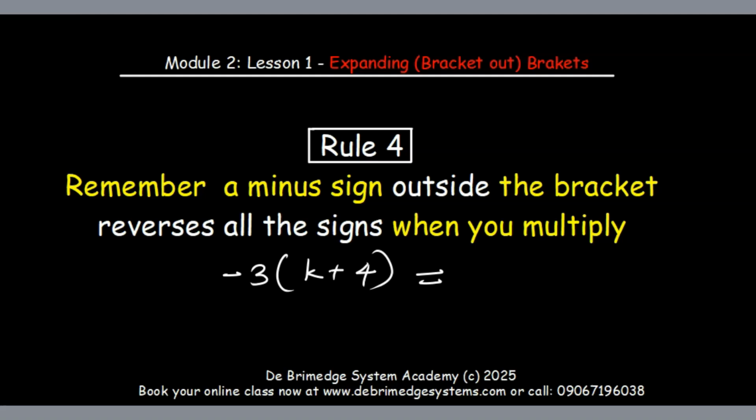So minus 3 times k will give us minus 3k. So this sign reverses to minus, and then minus 3 times 4 will give us minus 12. Take note, 3 times 4 is 12. The sign inside the bracket reverses. This was a positive sign, but because of the minus sign over here, it reversed, and we'll have a negative sign now.